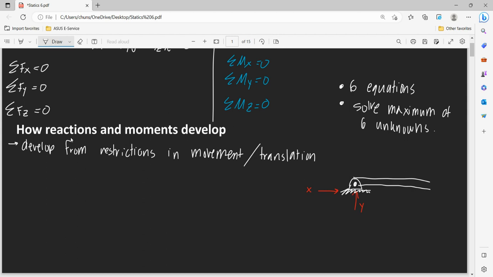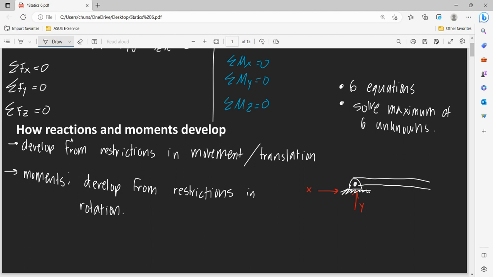So just think about taking a piece of wood and drilling it into the ground, right? You can't move that piece of wood up from the ground, and you can't move it side to side while it's on the ground. And moments, on the other hand, develop from restrictions in rotation.